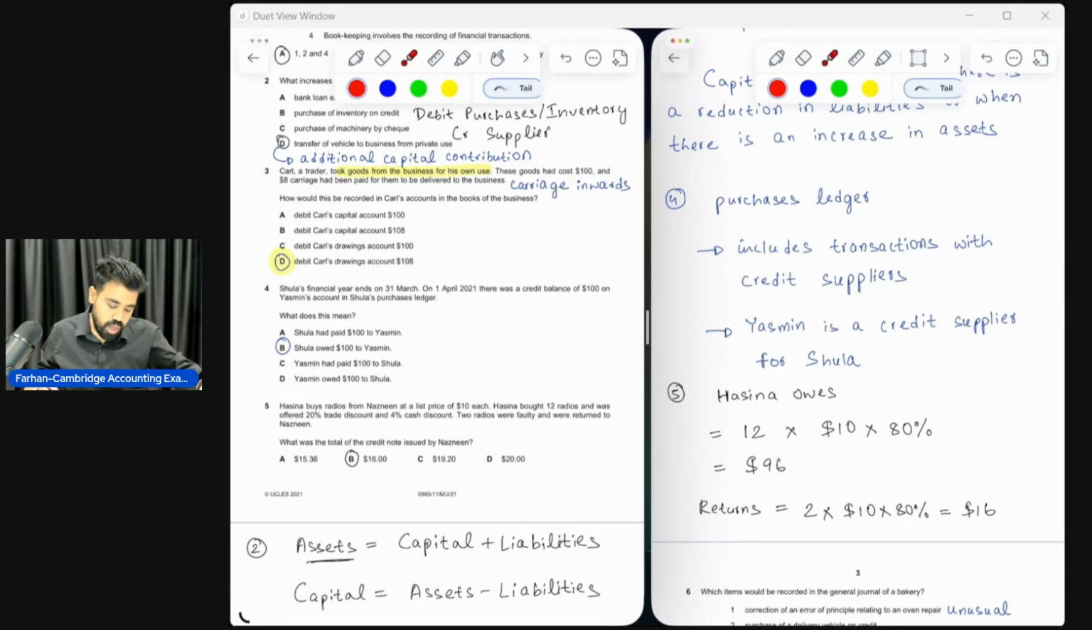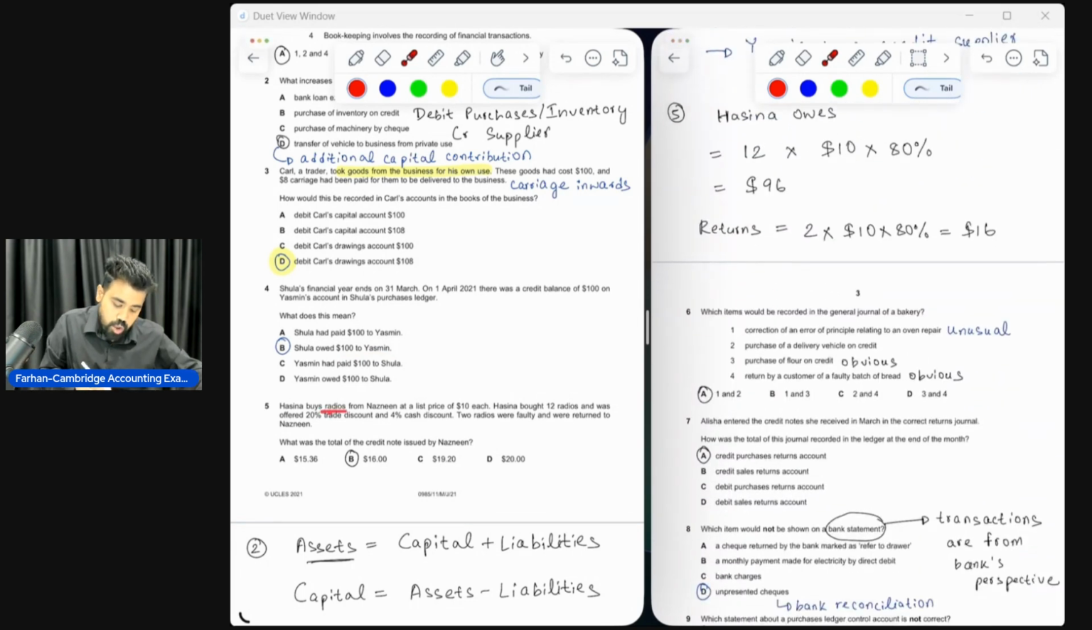Now, based on the paragraph given to us, we understand that there is a credit balance at 1 April 2021 of $100. If an opening balance is credit, it must be a liability because liabilities by default are always credited, which again validates the fact that Yasmin is a credit supplier for Shula because Yasmin has a credit balance of 100, which means Shula owes money to Yasmin, okay? So that means Shula owed $100 to Yasmin, obviously because Yasmin is the credit supplier. What about number 5?